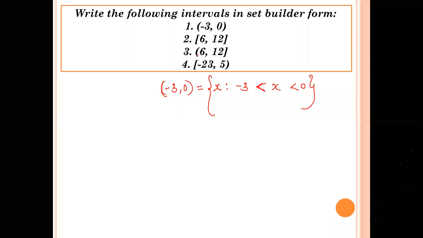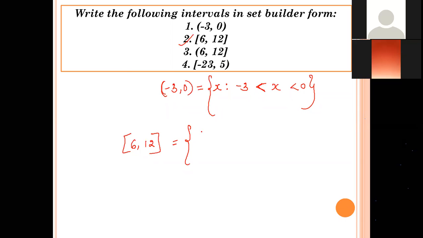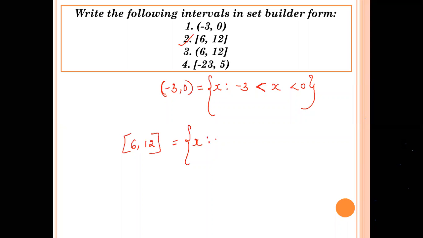Now can anyone tell me how to write the second one? 6 comma 12. How to write this one? Set of all x, correct? You must write set of all x. x should be in between 6 and 12. In between I have to write x. So whether I have to include 6 and 12?